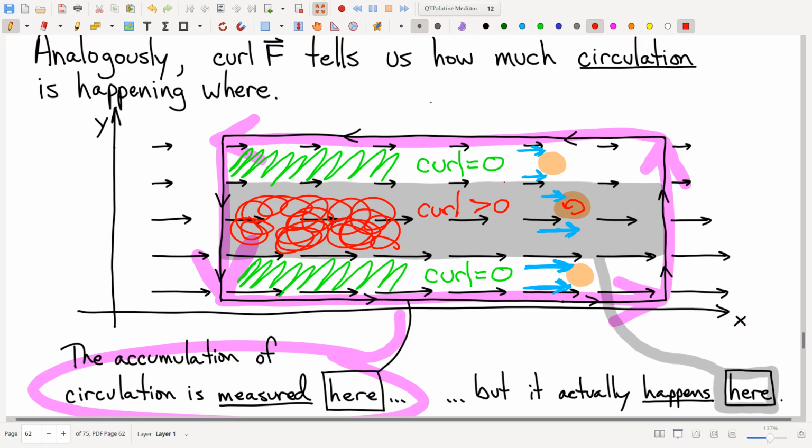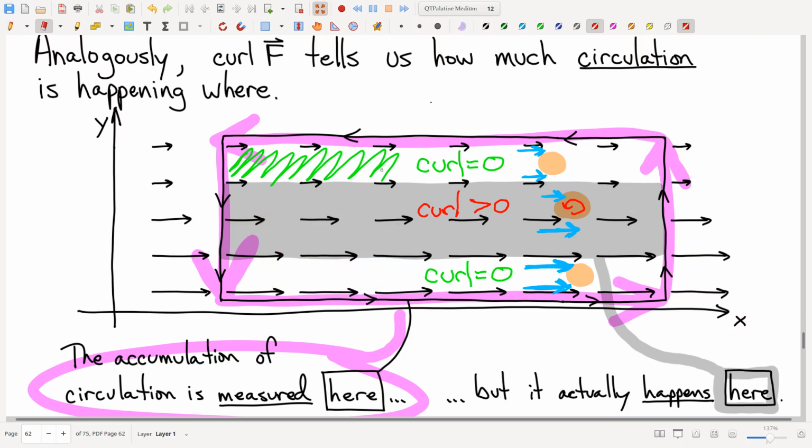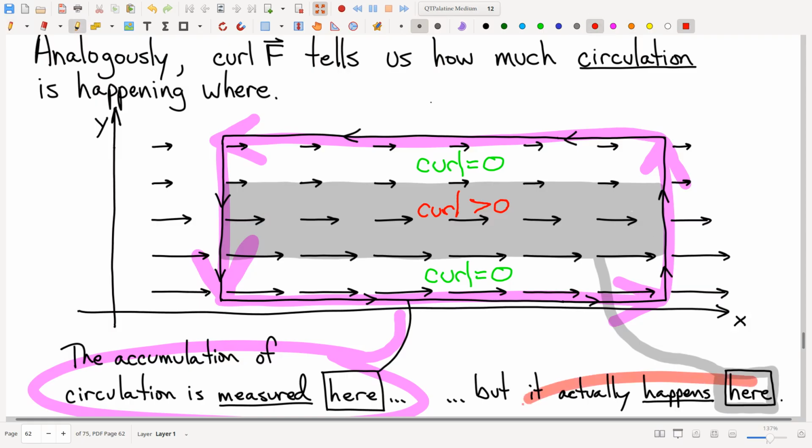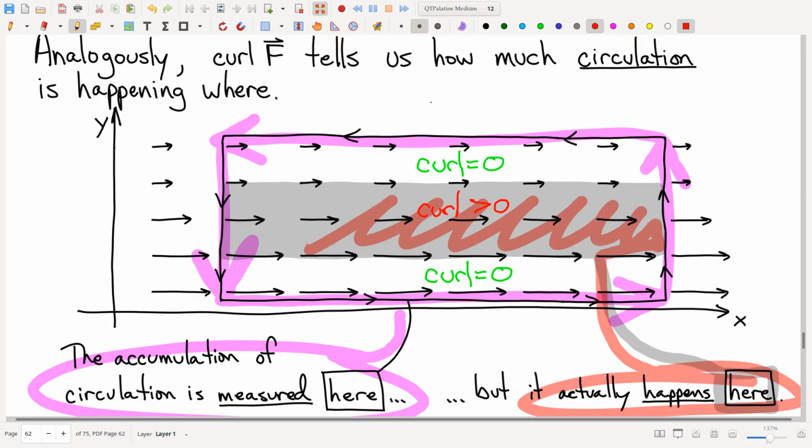So I claim curl is telling us where this circulation is coming from. Again, if I look at the big picture here, I've got all this circulation. I see the circulation. I measure the circulation on the boundary. Yeah, but where did that circulation actually come from? And I say the circulation actually came from there.